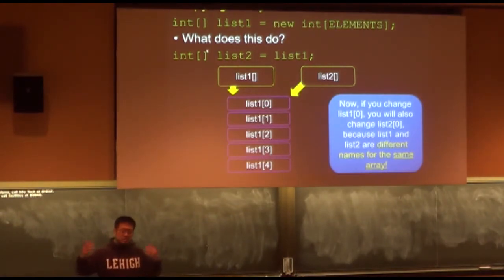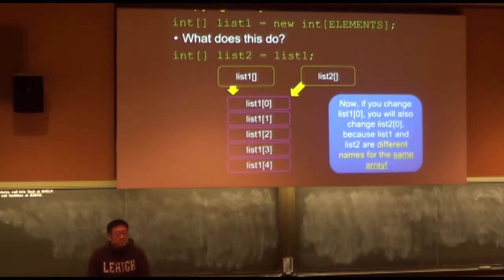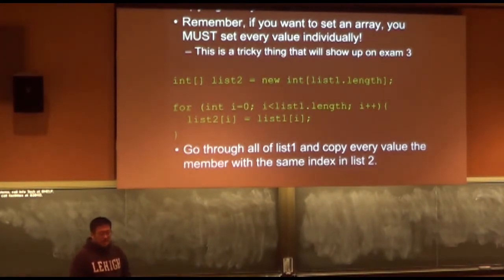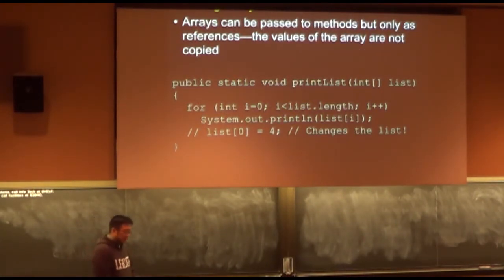Like, as far as it knows, maybe you really do want to have 2 names for the same array. It happens. There are times when you need that. So this code will compile. It will work just fine. It just won't work the way that you expect it to work. So it's important to understand how exactly you'll copy arrays for real.